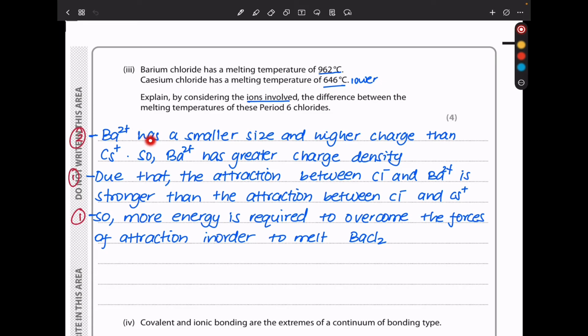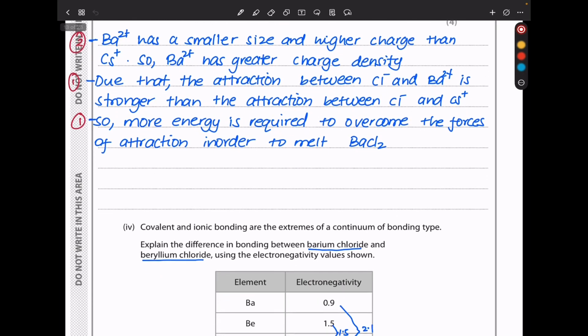So I said barium 2+ has a smaller size and a higher charge than cesium+. So barium 2+ has greater charge density, and due to that, the attraction between chloride and barium 2+ is stronger than the attraction between chloride and cesium. So more energy is required to overcome the forces of attraction in order to melt barium chloride.